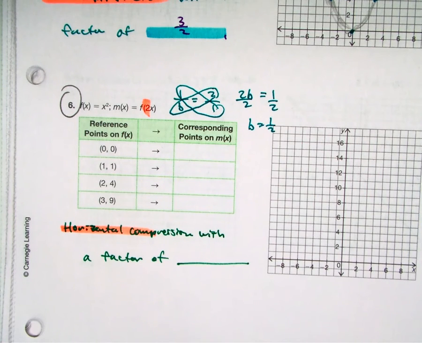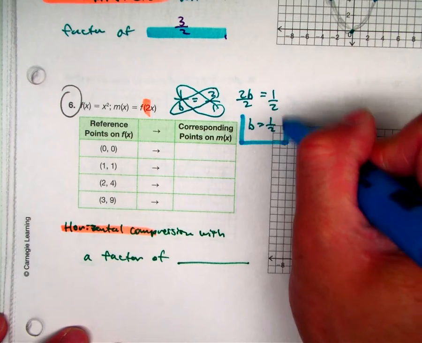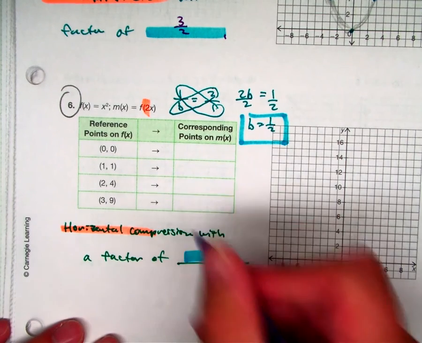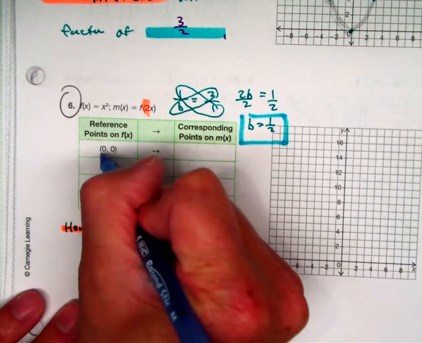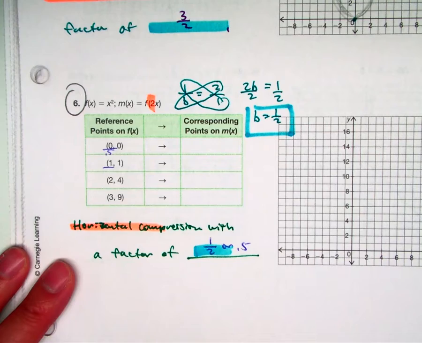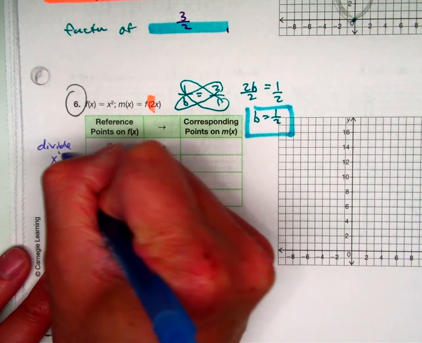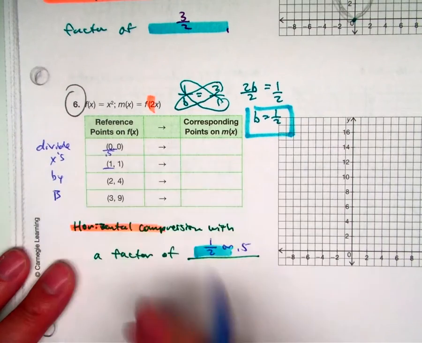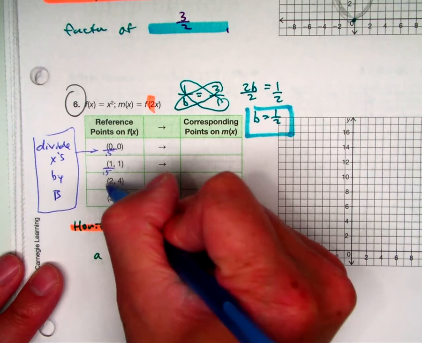So Alonzo, what is my factor? 2. So your factor is 1/2. Or you can also write 0.5. Now we're going to divide each of these by 0.5. So if you're kind of getting stuck on that, just write that. Divide the x's by b. That's what we're doing here, right? We're dividing each of these by 0.5.